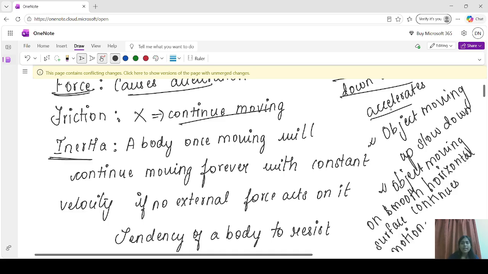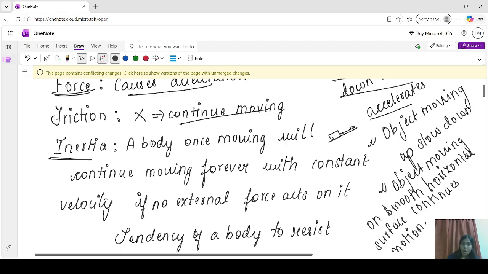And now, object moving up will slow down because when an object is pushed up on the slope, gravity acts in the opposite direction to its motion. So, the gravitational component opposes the motion and reduces the speed. And that is why an object moving up slows down.